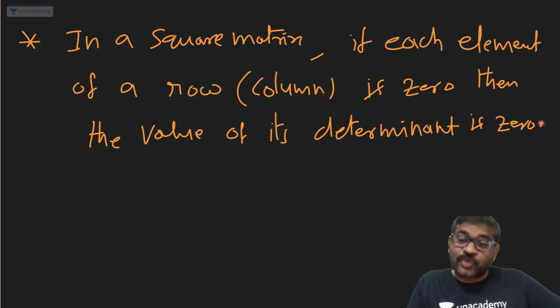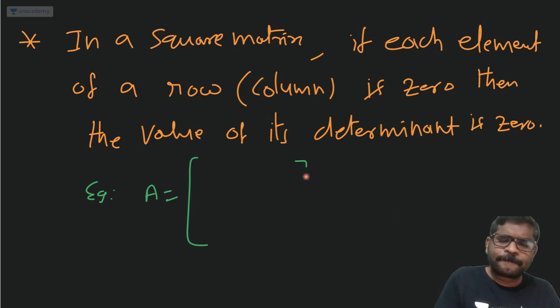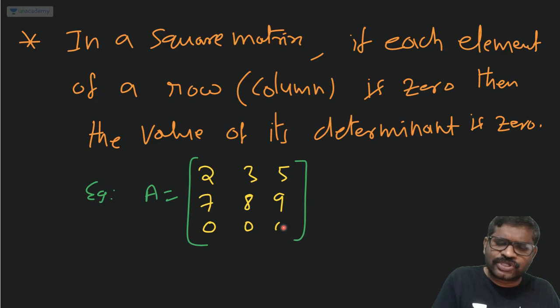In a square matrix, if each element of a row or column is 0, then the value of the determinant is 0. Okay? For example, 2, 3, 5; 7, 8, 9; 0, 0, 0.